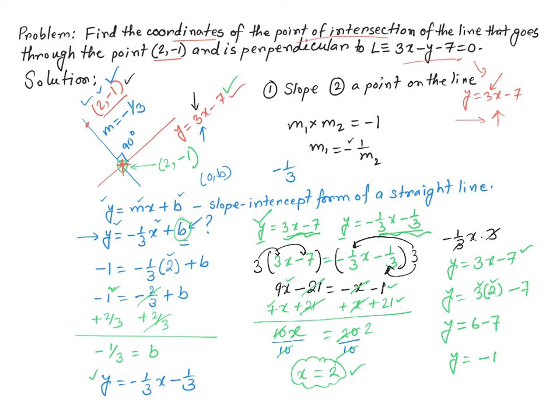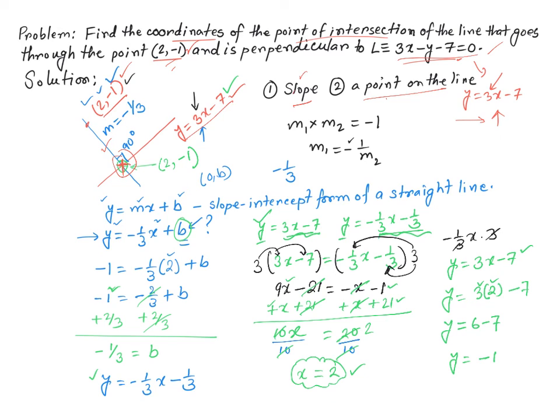Let me summarize what I did. You are given a point 2 comma negative 1 and a line, and you would like to find the point of intersection of a line that goes through this point 2 comma negative 1 and is perpendicular to the given line, which is y equals 3x minus 7, or equivalently 3x minus y minus 7 equals 0. To find the equation of the perpendicular line, the blue line, we need to find its slope and a point on the line. A point on the line is given, which is 2 comma negative 1. By the way, this point is in reality on the given line, and the perpendicular line is going to go through this point.